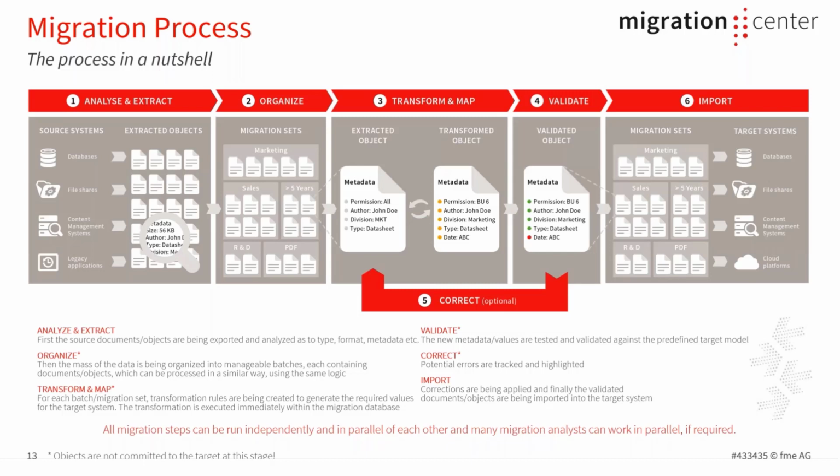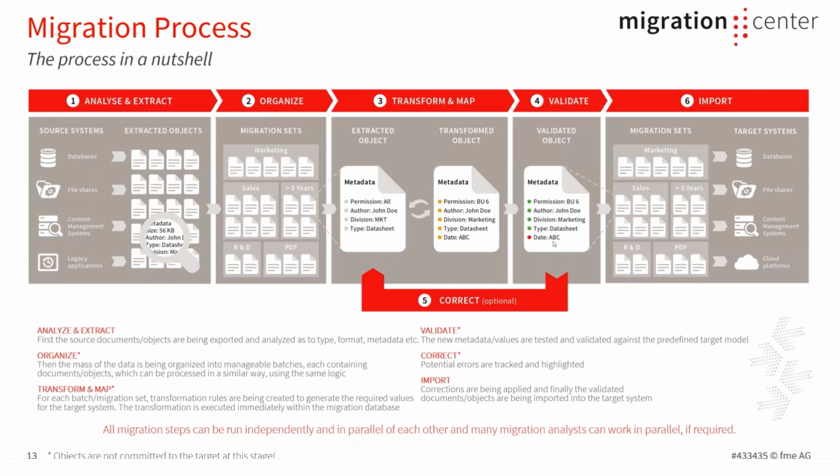And if you find some errors, like for example, you can see here that the date is ABC, so that's not a date, it's a string. Migration Center will automatically show this error within our client, and you can then go into the correction phase and change your transformation model, set some default values, or just fix the transformation at this point. And last but not least, if all documents are correct and in a validated state, you can start the import based on the migration steps to the different systems. So that's the basic process.